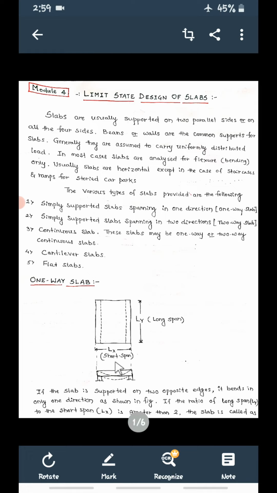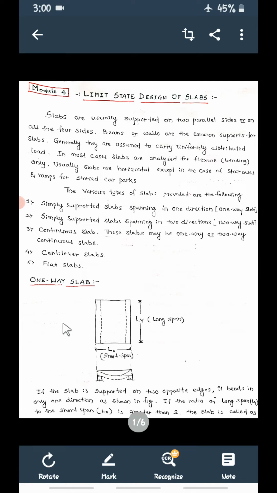Lx is nothing but the shorter span. So whatever the shorter dimension given, that is considered as Lx. X means horizontal direction. Lx is the shorter span and Ly is the longer span. Okay, Lx, Ly, you have to remember, that is short span and long span.